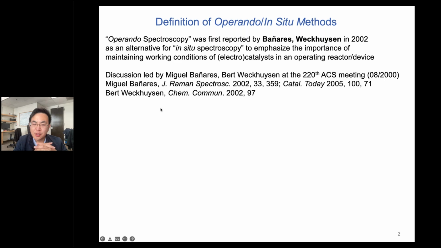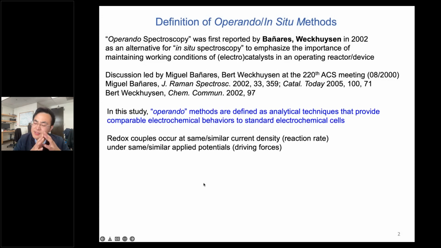At the beginning, I would like to give you an overview of where this term operando came from. Operando spectroscopy was first reported by Banares and Wachs in the early 2000s, almost 20 years ago. Back then, the emphasis was to make a difference from in situ measurement. The main focus was on Raman and IR spectroscopy, and it has since begun to make an impact in the catalysis community and the chemistry community broadly.